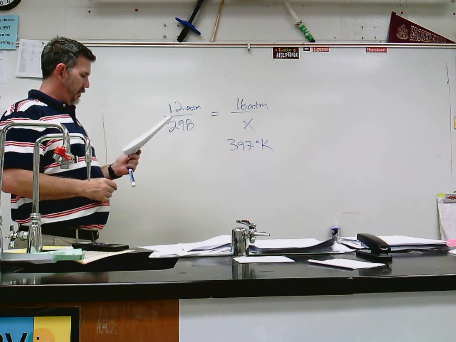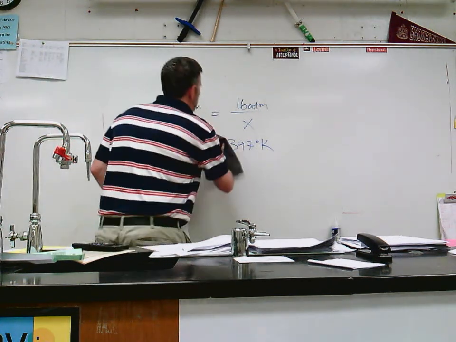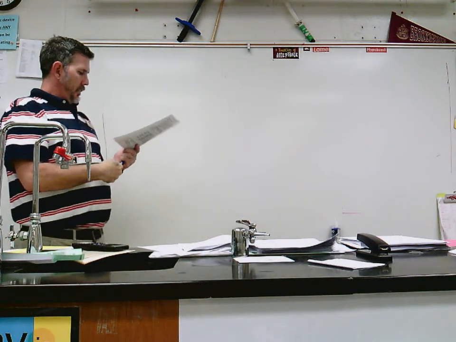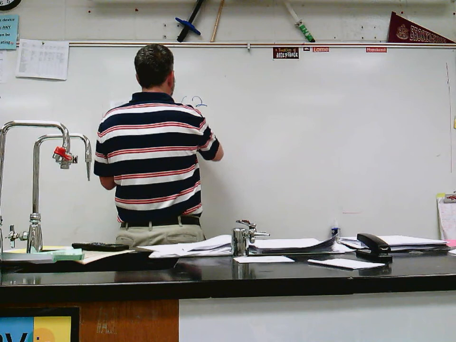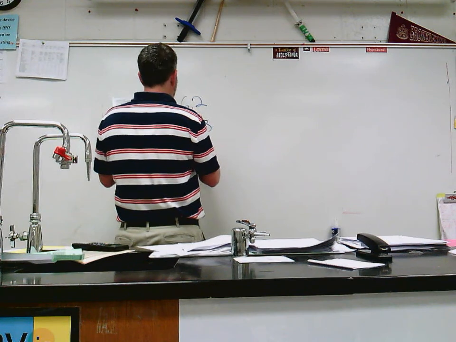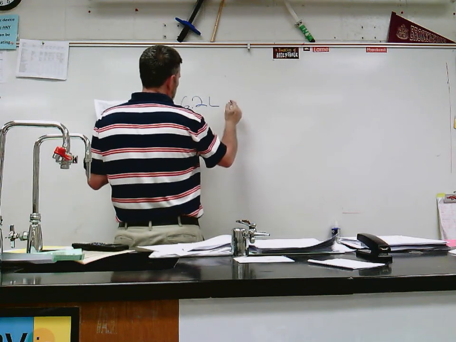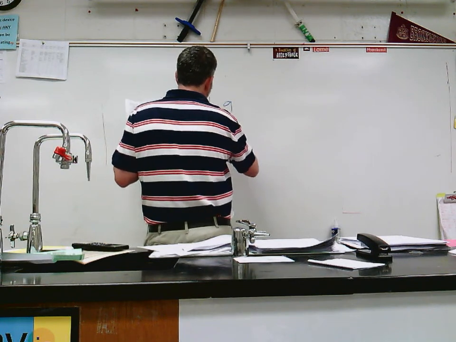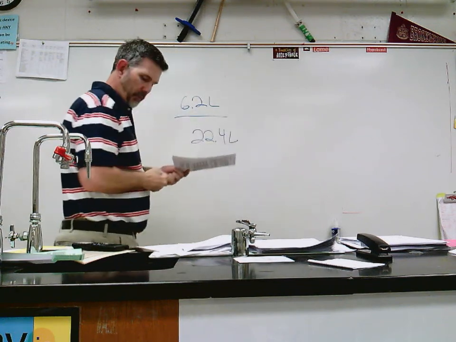Number 93. A sample of oxygen gas occupies 6.2 liters at STP. Well, I know that STP is 273 Kelvin. How many grams does that represent? Oh, that's too easy. 6.2 liters of gas, and how many liters of gas are in a mole? 22.4 liters of gas per mole. So this will tell me how many moles.